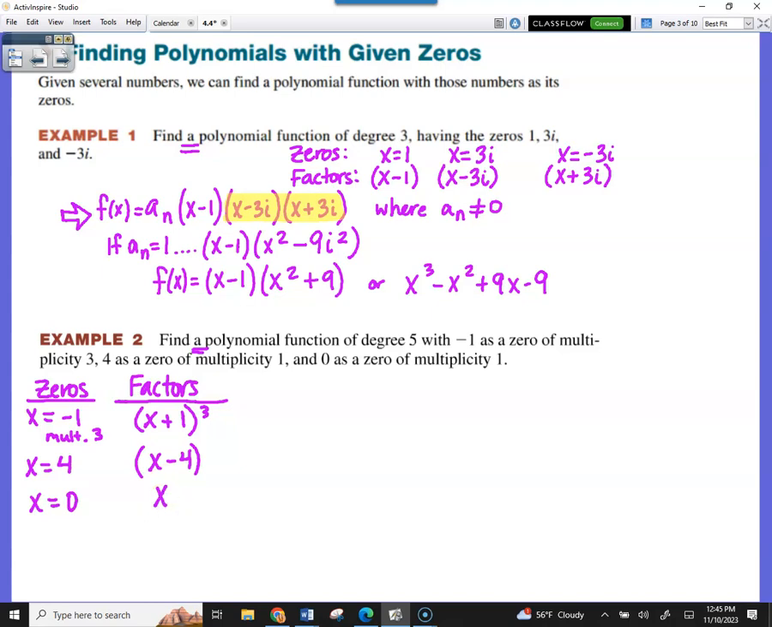And what multiplicity? You have a sticky stone silk.